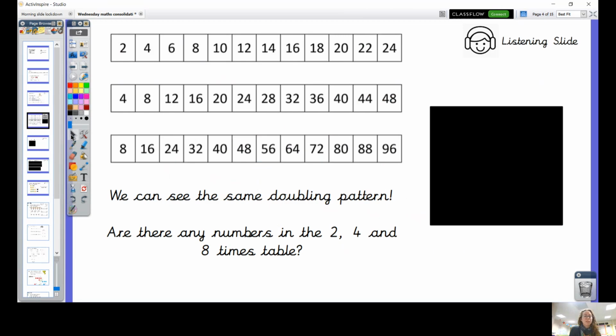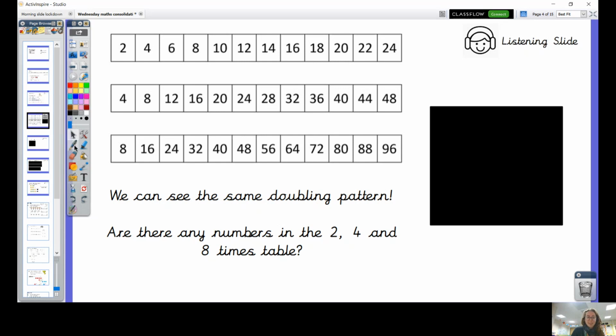So on this slide, it's another listening slide, so keep your pencil down. We've got 3 number tracks. We've got the 2 times table, the 4 times table, and the 8 times table. And on these number tracks, we can see the same doubling pattern. So I wonder if you can spot any numbers that are in the 2, the 4, and the 8 times table. You might want to just pause the video and have a look. Are there any numbers which are in all 3 times tables?